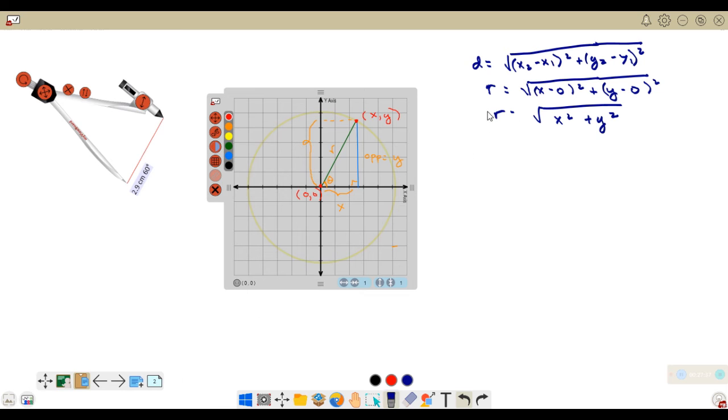So, lagi silang parehas. So, paano natin ito magagawang x squared, y squared? So, just square both sides. We have r squared is equal to x squared plus y squared. Yan. Ito na yung formula natin.